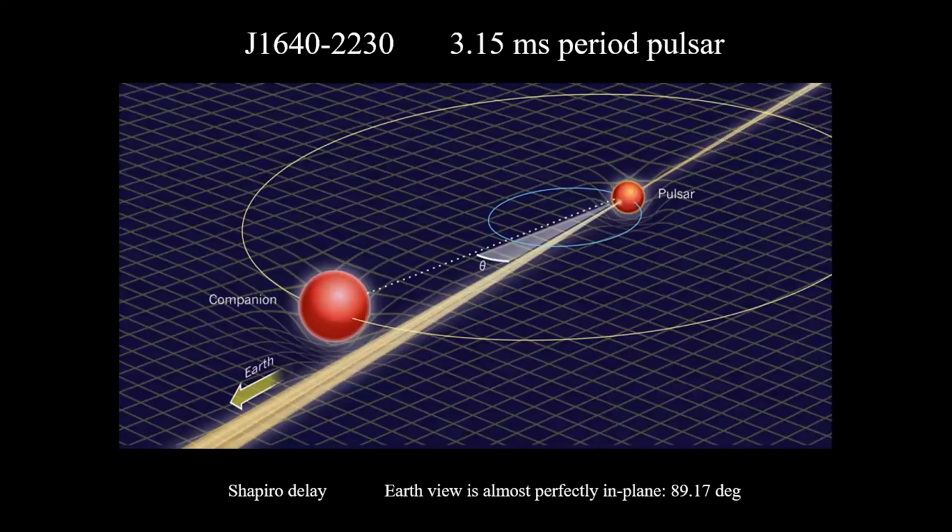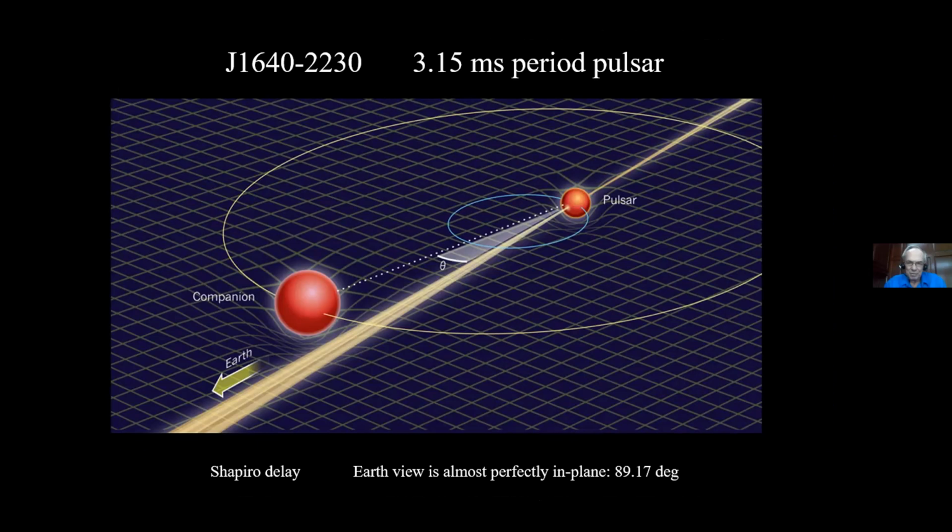This is something that we lecture about when we teach general relativity to our graduate students. Here we have a pulsar, and it has a companion, which in this case turns out to be probably a white dwarf. This pulsar has a 3.15 millisecond period. The orbit is almost exactly within the plane with the Earth. So we're looking almost edge on. In fact, the view is 89.17 degrees.